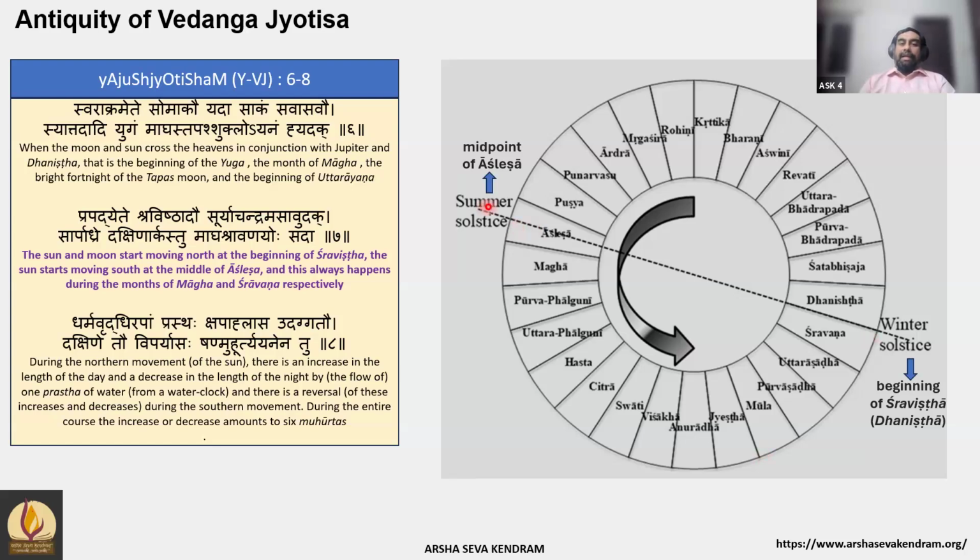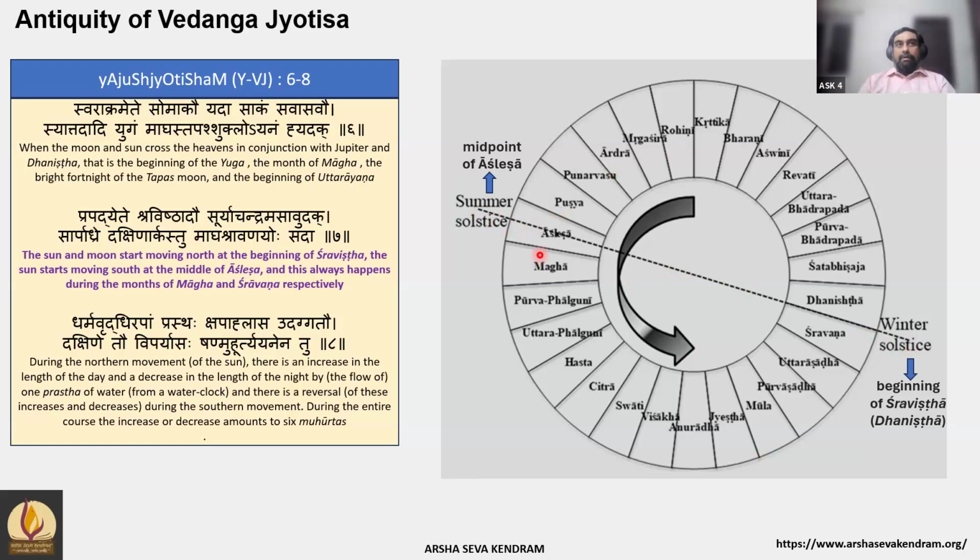See, this line, of course, is a virtual line that cuts the Aslesha star and the Dhanishta star, where the solstices happen. It is not a constant with time. It keeps oscillating depending on the precession of the earth, right?